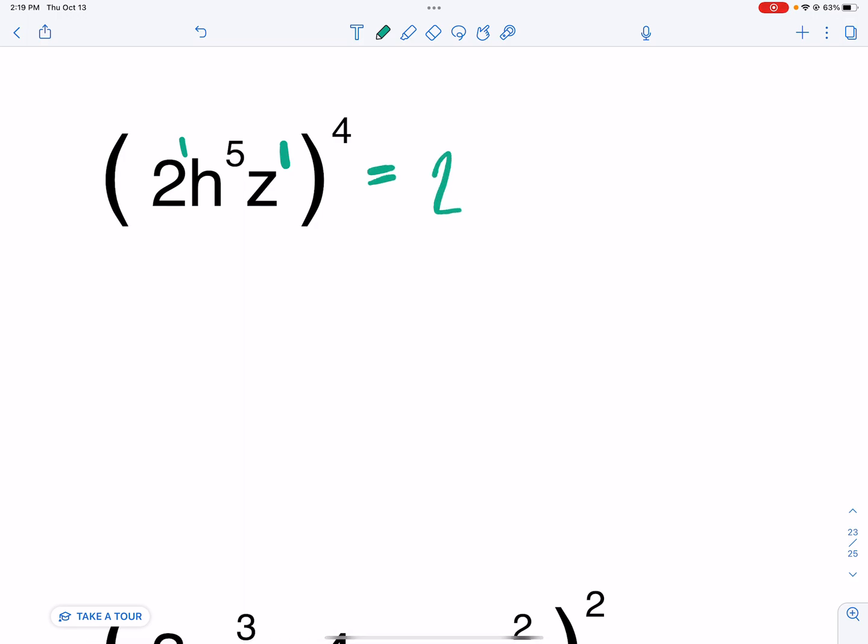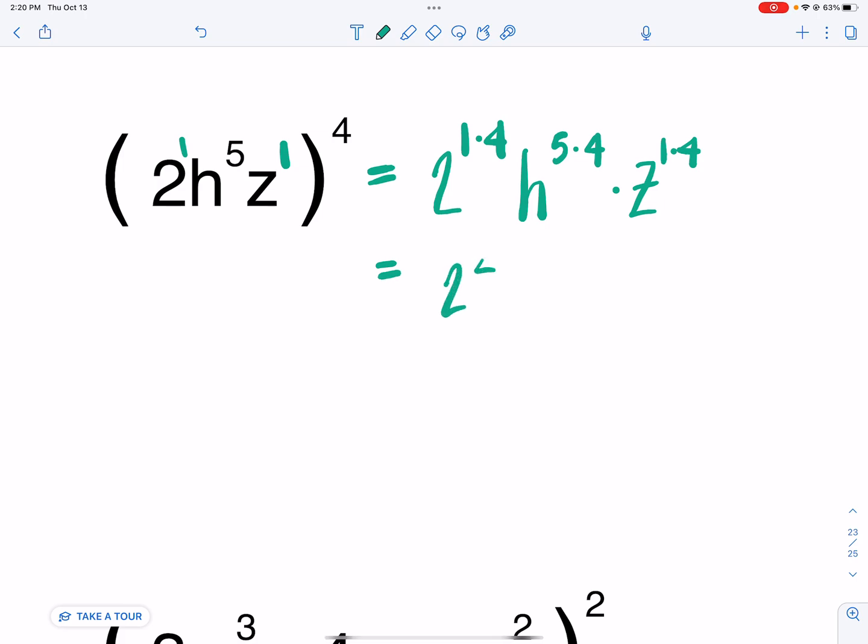So I'm going to have 2 to the 1 times 4 power, h to the 5 times 4 power, and z to the 1 times 4 power. Baby steps until we can take off the training wheels.